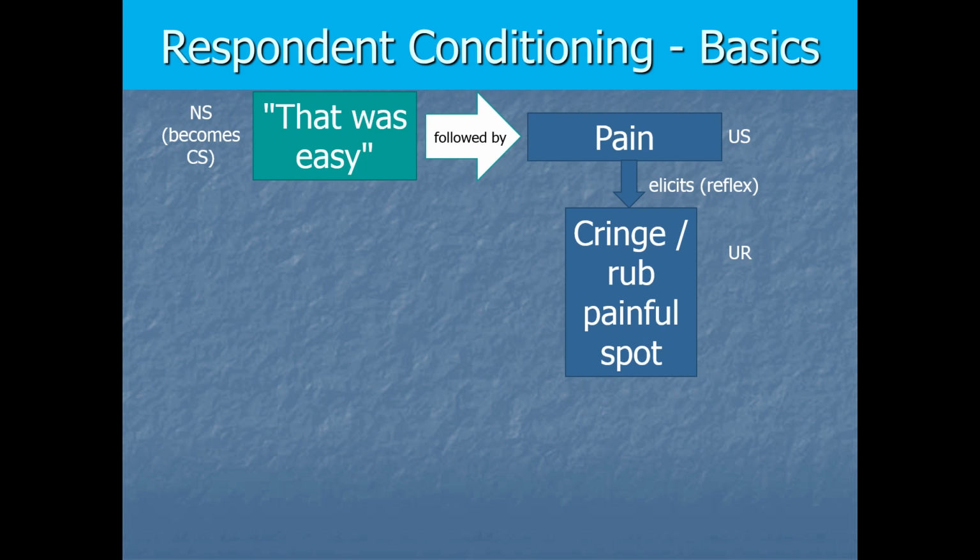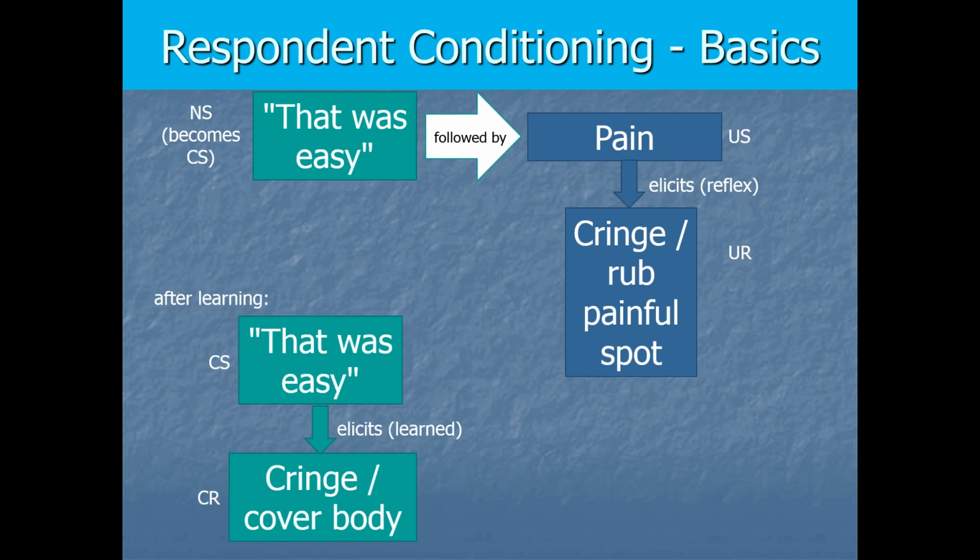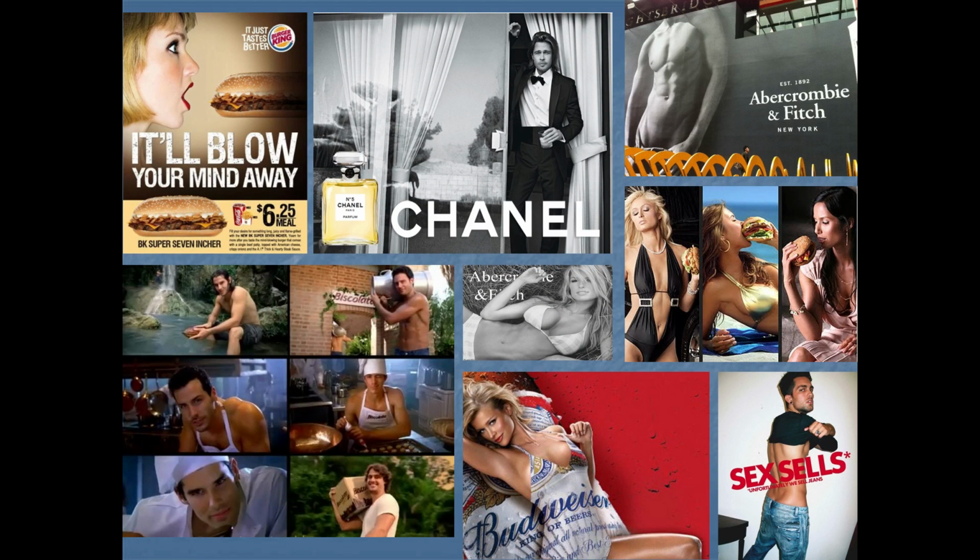But after it showed up over and over again with the painful pellet, then some learning had occurred. The neutral stimulus had become a conditioned stimulus. So the that was easy sound became a CS, which elicited a conditioned response of cringing or covering his body to the sound by itself, even without a pellet showing up. That shows that some learning had occurred. That's respondent conditioning.